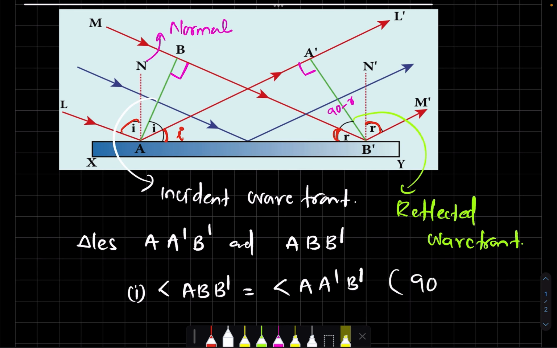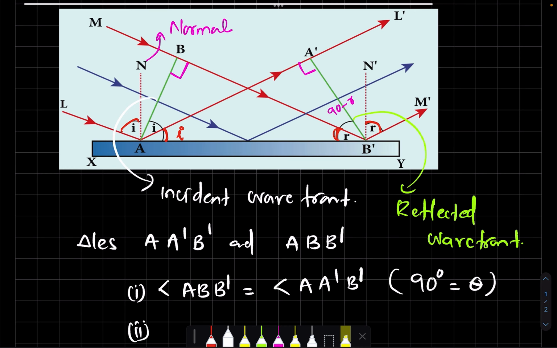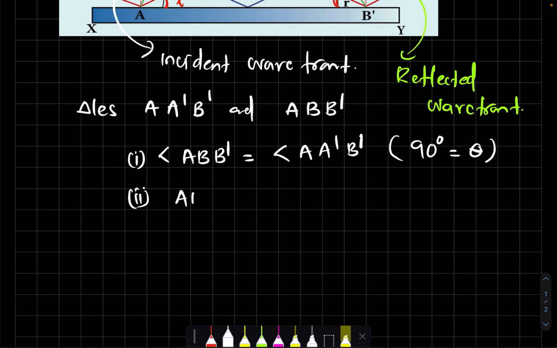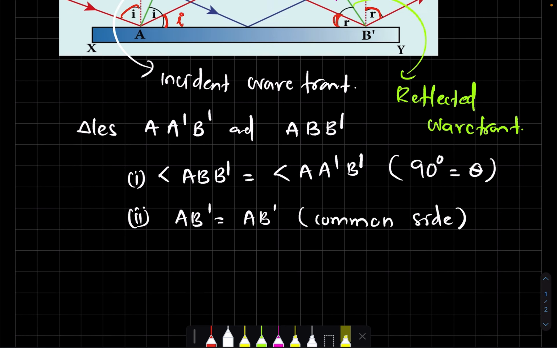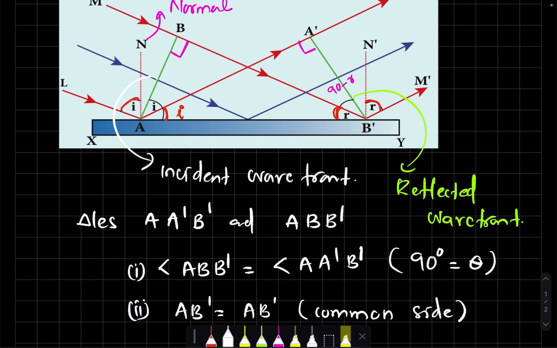So number one, angle B dash is equal to angle A dash B dash. Why? Both of them are 90-degree angles. Theta is equal to 90 degrees. And then the second one: the side AB dash is equal to AB dash. Why? Because it's a common side of this triangle. So that is also very clear. Now you can understand that very clearly.